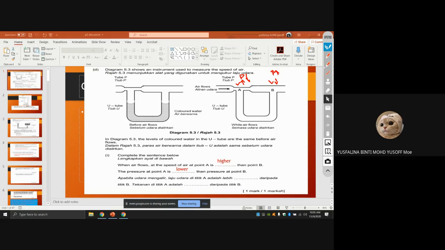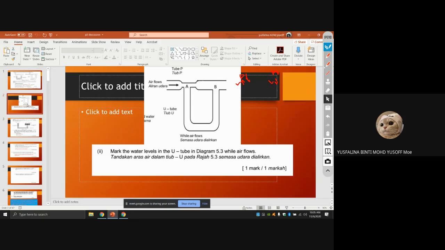For the next slide, you have to mark the levels. Because the velocity is high, the pressure is low. When the pressure is low, the pressure that pushes the water is low, so the water can rise up here. And here the pressure is high, so it will push down, so the water cannot rise up. So this is the level of the water after the air flows.